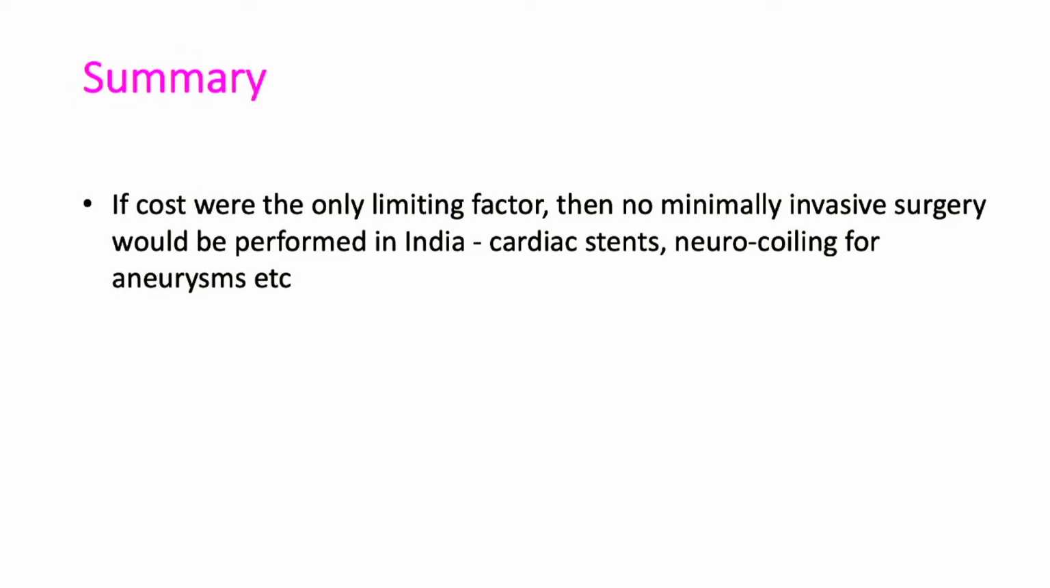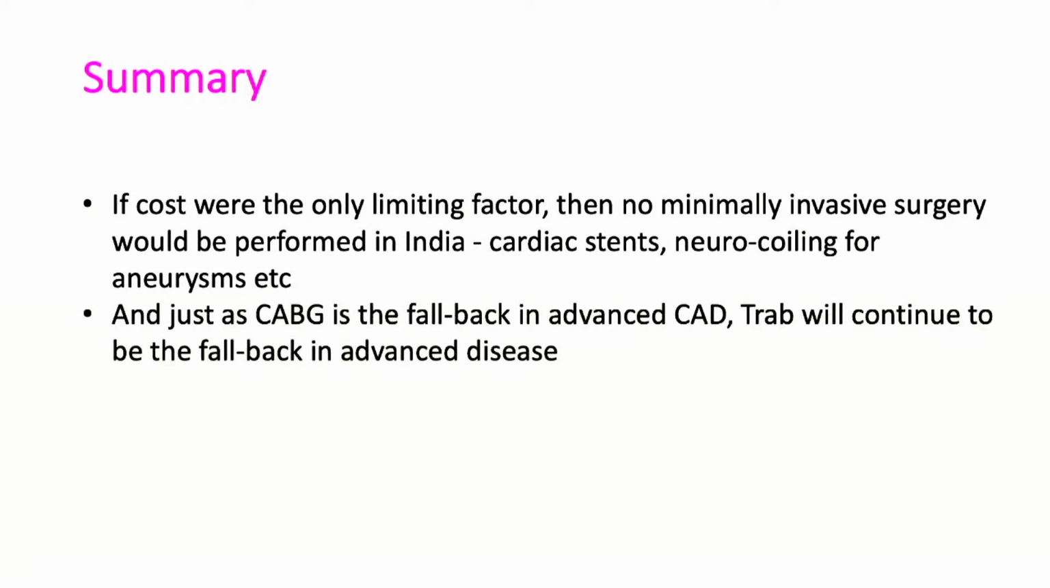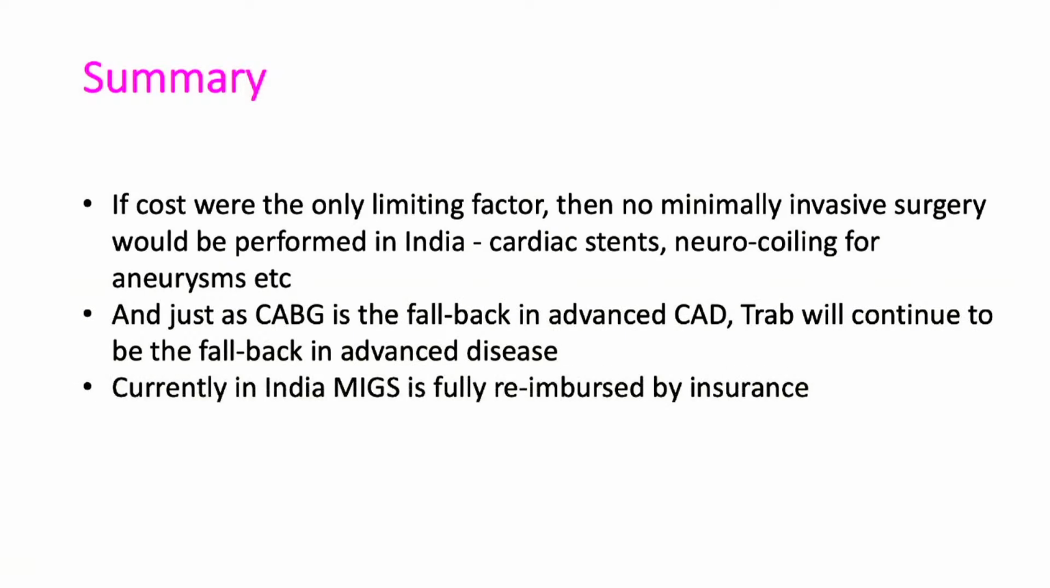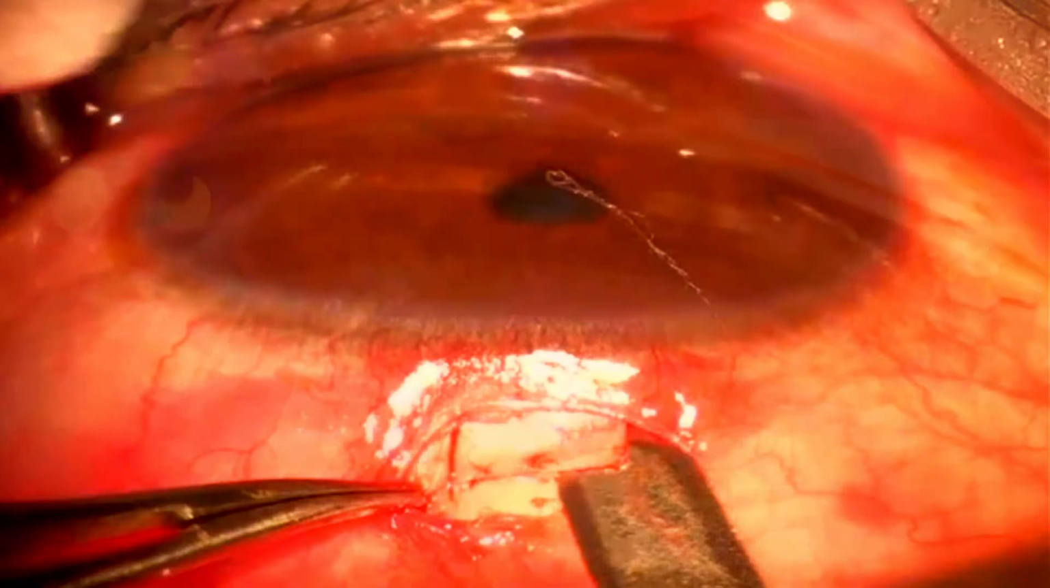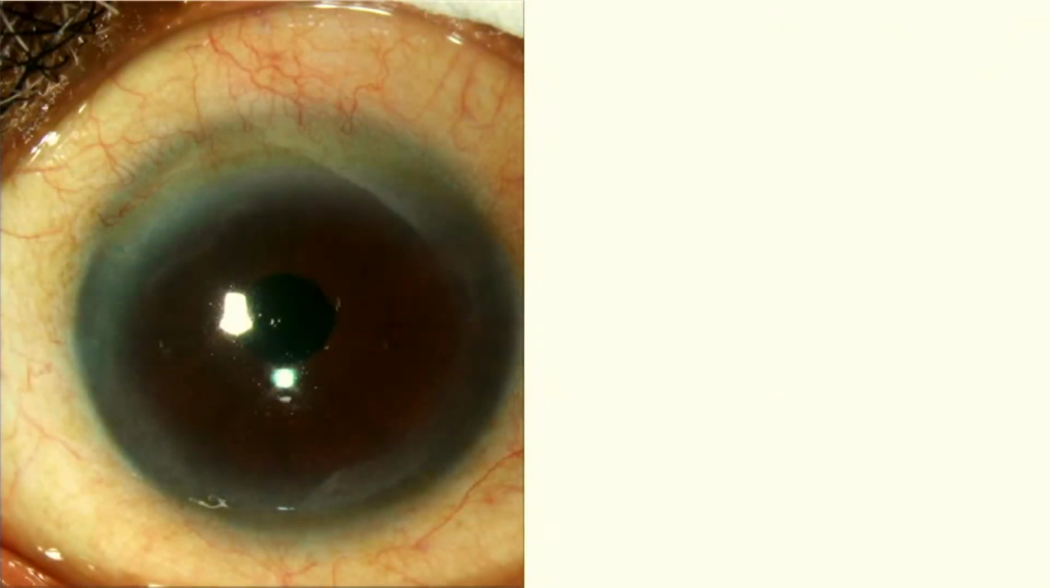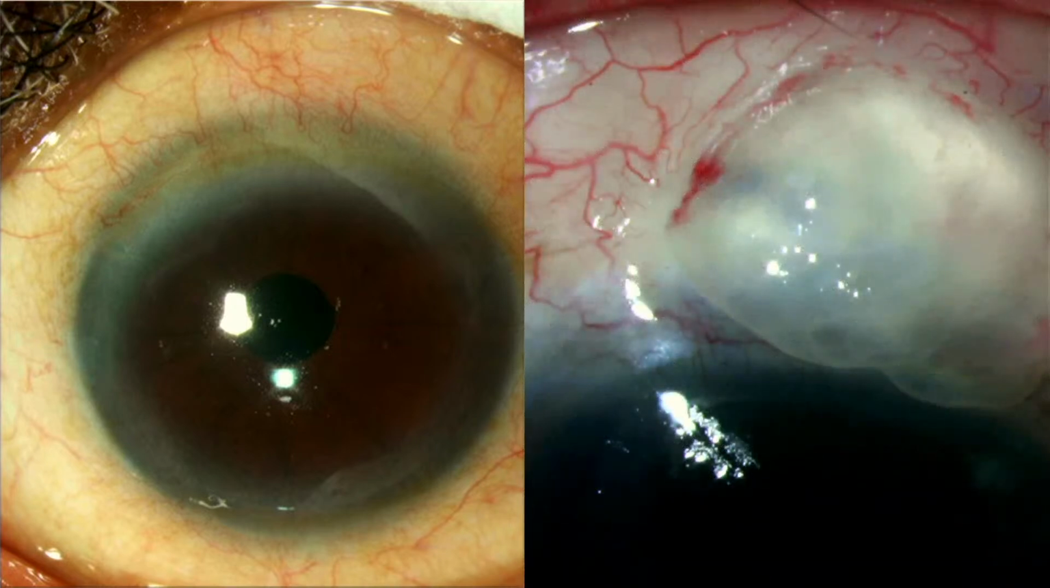Extremely limited data in Indian eyes. To end, I will say if cost were the only limiting factor, then there would be no cardiac stents done in India, no neurocoiling done in India, okay? And just as CABG is the fallback for advanced cardiac disease, TRAB continues and will remain the fallback. So it's up to you whether you want to have extra cutting, extra stitching in your eye, or you want a small device that is inside your eye, not even visible, for an eye to look like this 1 week post-op versus an eye to look like this 1 year post-op.